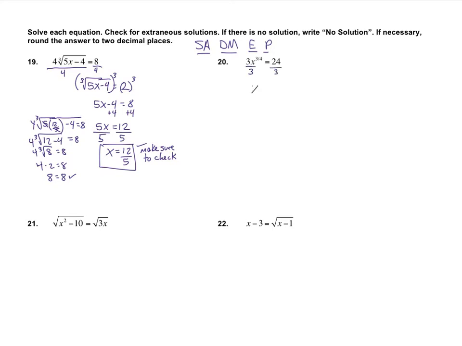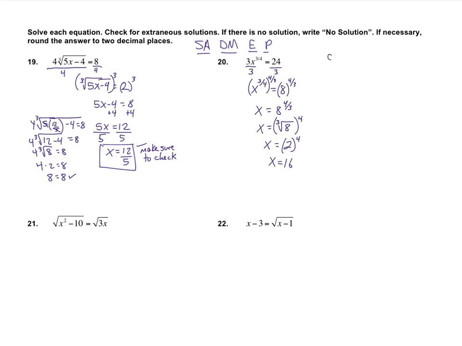Number 20, we're going to start off by dividing by 3, so we get x to the 3/4 power equals 8. Now we want to raise that to the 4/3 power. You get rid of that exponent by raising it by the reciprocal, so 3/4 to the 4/3 gives us x to the 1st power. On the left, we get 8 to the 4/3 power. We can rewrite that as the cube root of 8 to the 4th power. Cube root of 8 is 2, and then 2 to the 4th power is 16.